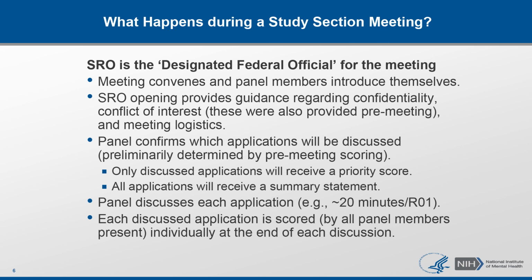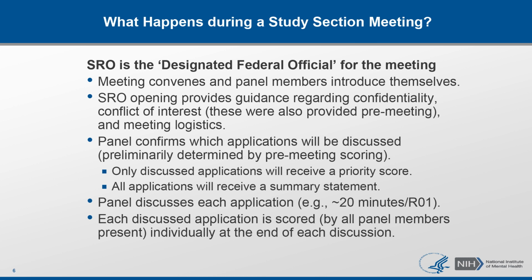Panel discussion for each application is typically approaching about 20 minutes. It depends. For an R01, which is the traditional investigator-initiated research project grant, those discussions typically take about 20 minutes. So the panel has enough time to discuss what the application is about, the significance of the work, and then to actually talk about the strengths and weaknesses.